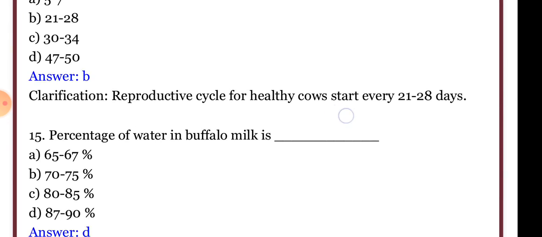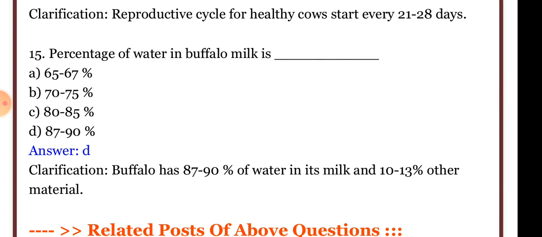The percentage of water in buffalo milk is 88%, so the answer will be 87 to 90%. D, buffalo milk has 87 to 90% water. If the water is 87%, then the solids will be 13%, and if the buffalo milk has 90% water, then the solids in the milk will be 10%.